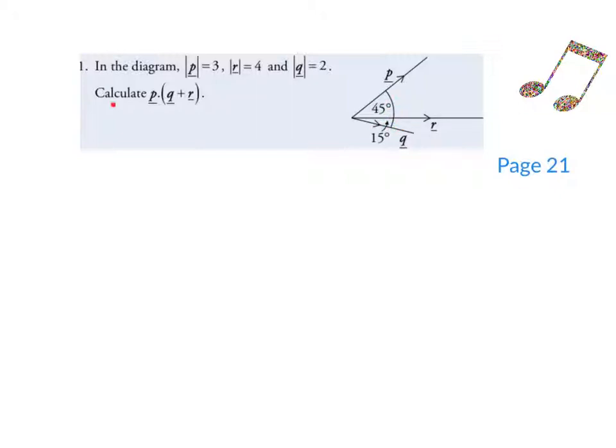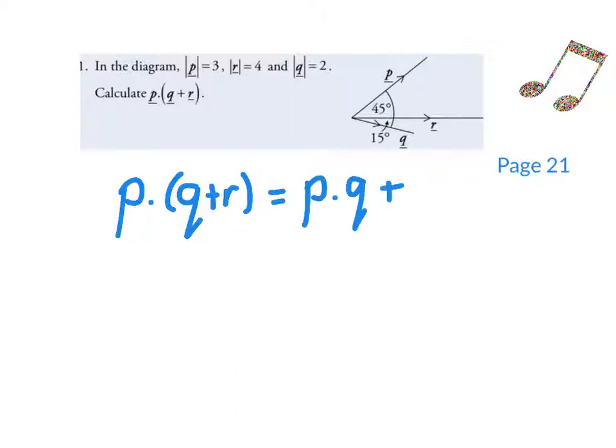We're asked to calculate P dot (Q plus R). So we're going to be thinking of this just like we do with multiplication. So P dot (Q plus R) is the same as P dot Q plus P dot R. So we're going to work out what P dot Q and P dot R are individually, and then we're going to come back to this equation.